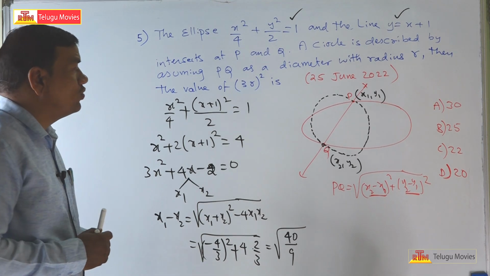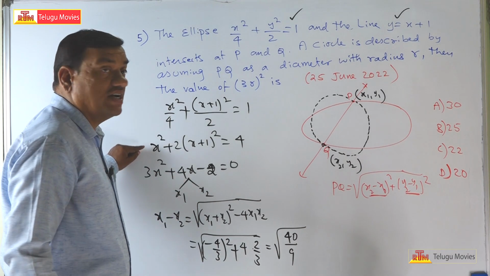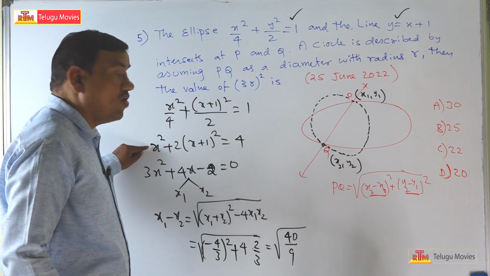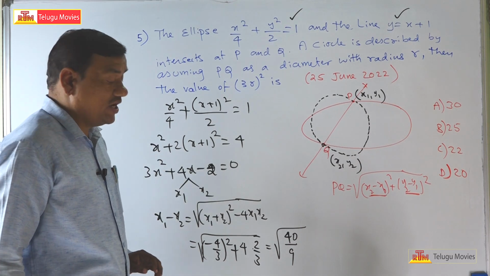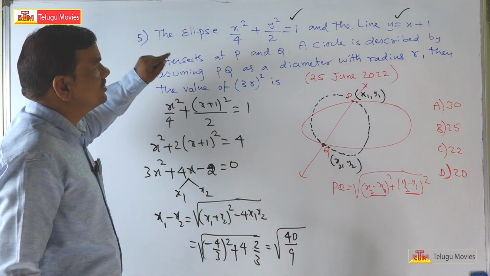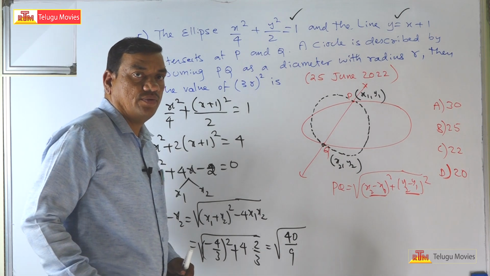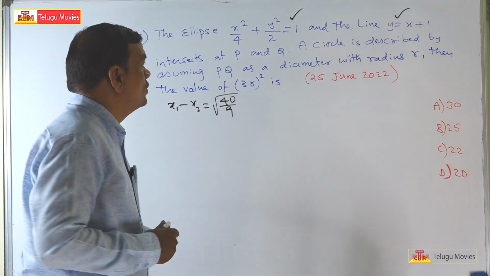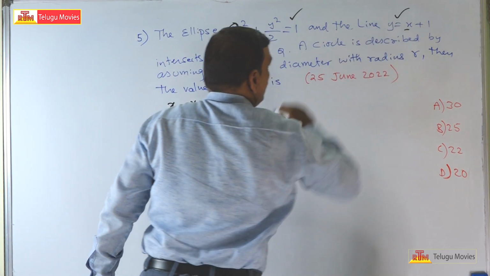So again, how to do this problem is that here we converted the equation in terms of x, and we got x1 minus x2. Now let us convert this equation into y. Okay, dear students, welcome back. So here, in place of x, write down y minus 1.